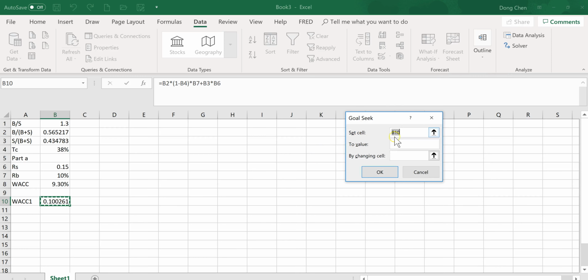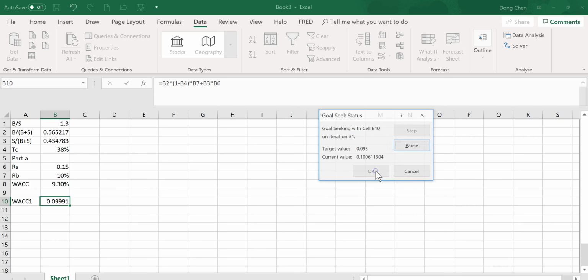So set cell, that's my target cell, B10. Now this target cell, I want this target to be exactly the same as the true WACC, 9.30%. So I want this to be 0.093, right? That's 9.3%. By changing what? By changing this RB, because that's the unknown here. And once you click on that, you'll see the result.